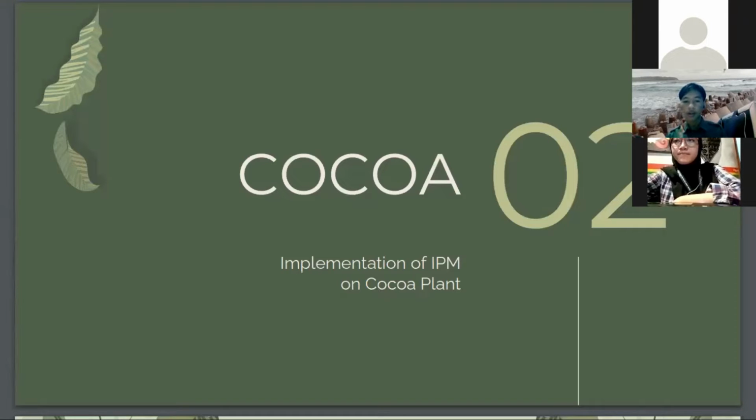The second is cocoa, implementation of IPM on cocoa plants.